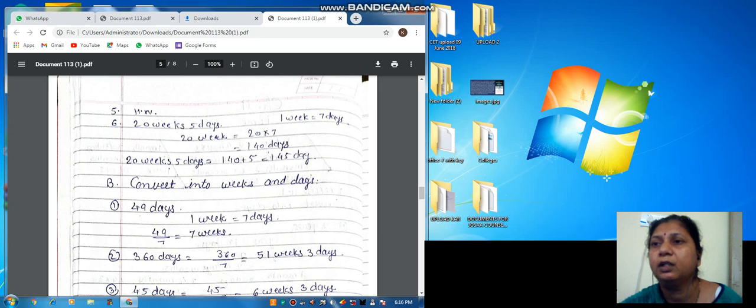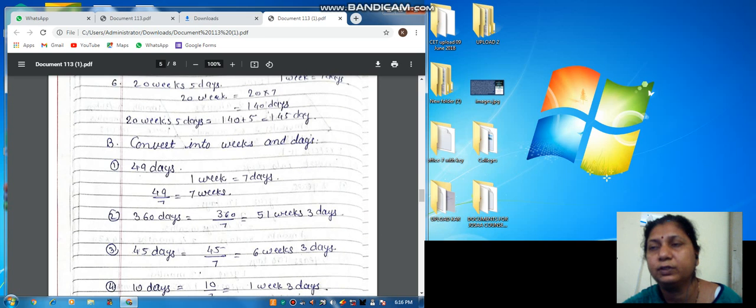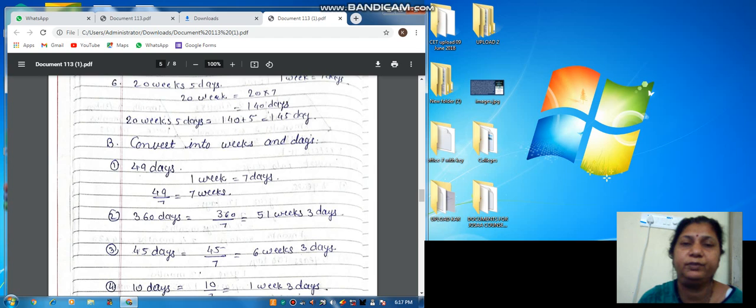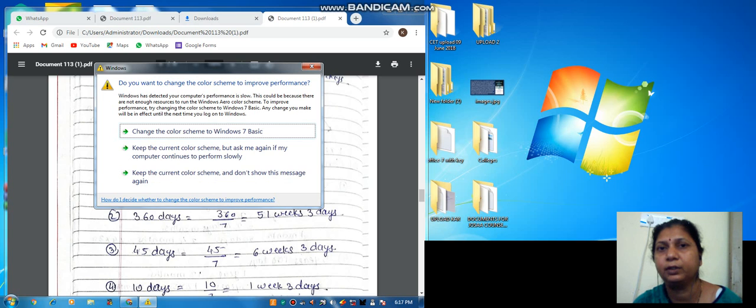Convert into weeks and days. So see here, now we have to convert into weeks. So first of all we have to divide by 7. 1 week is equal to 7 days. So 49 divided by 7 we get 7 weeks. Okay. 360 days. So 360 divided by 7. I have not shown the division because I am sure you can do it. So you have to do it personally in rough work.